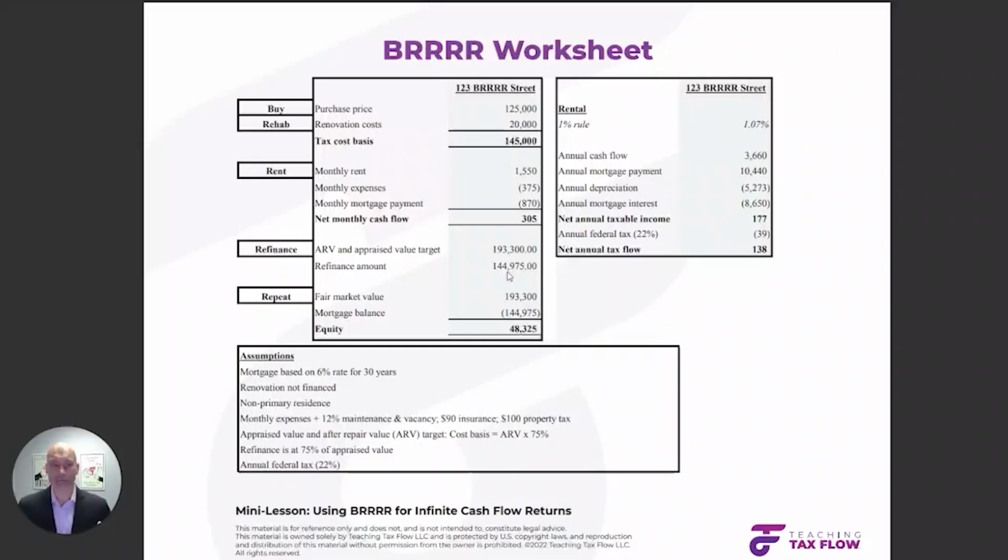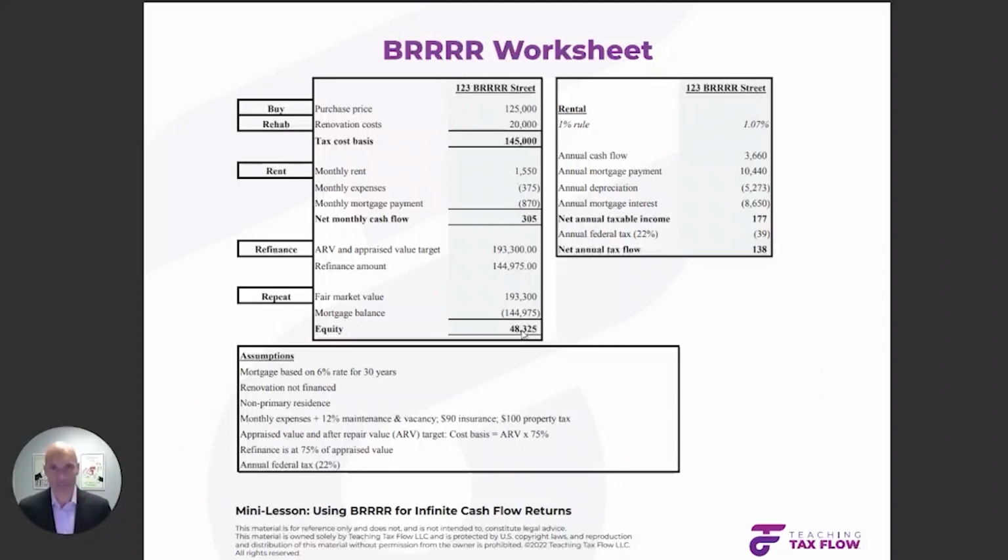So when we're talking about infinite cash returns, that's what we're talking about. You're out of pocket $25. You're bringing in $305 per month. And then you repeat. Fair market value, $193,000. You have a mortgage of $144,975, and you have a nice amount of equity in the property, and you go forward with that $25 outlay.